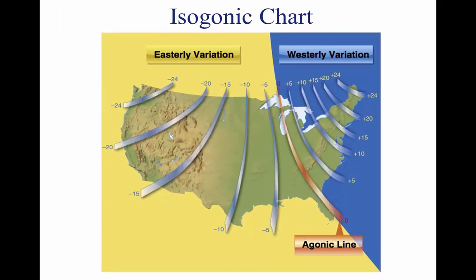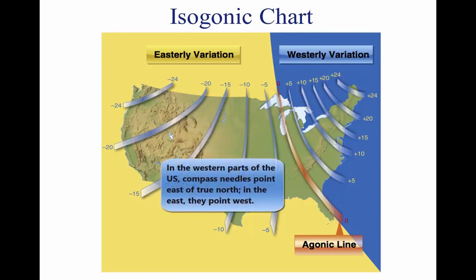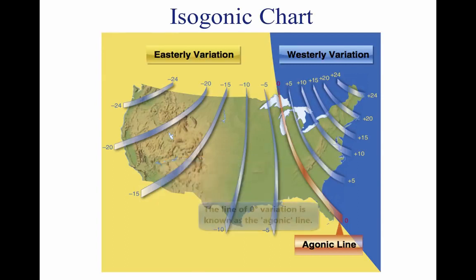An isogonic chart is shown here. Minor bends and turns in the isogonic and agonic lines are caused by unusual geological conditions affecting magnetic forces in these areas. On the west coast of the United States, the compass needle points to the east of true north. On the east coast, the compass needle points to the west of true north. 0-degree variation exists on the agonic line, where magnetic north and true north coincide.